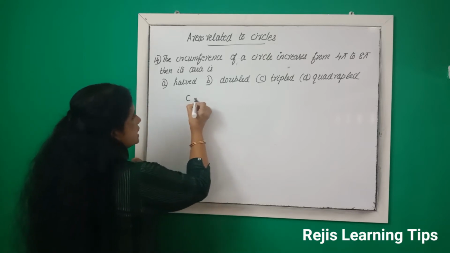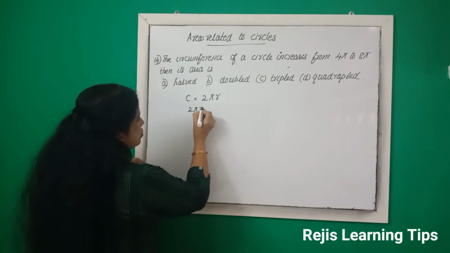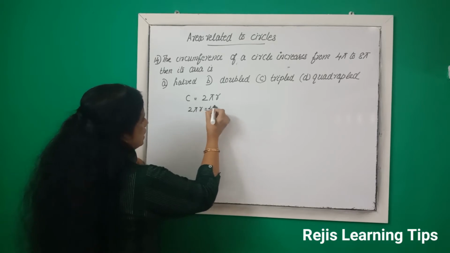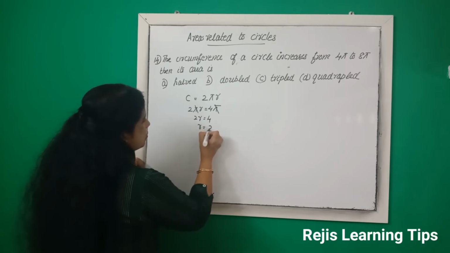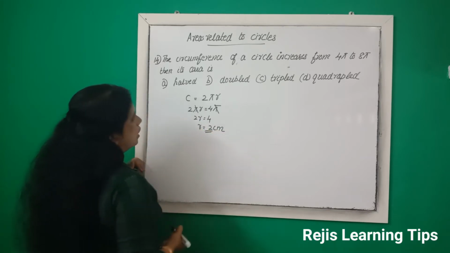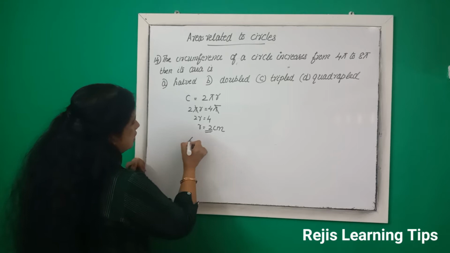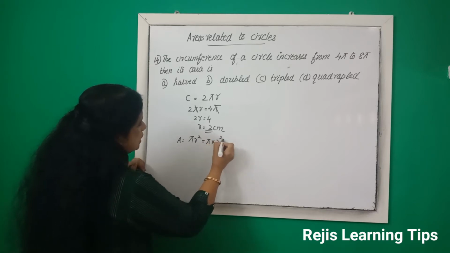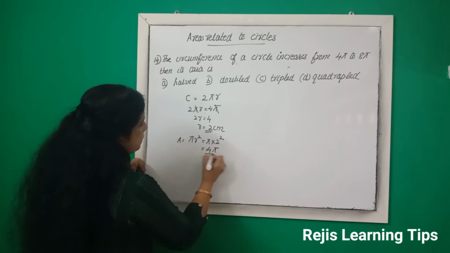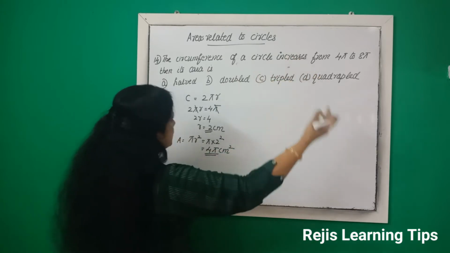Circumference of a circle C is equal to 2 pi r. Then 2 pi r is equal to 4 pi. We can cancel the pi and pi. Then 2r is equal to 4. Therefore r is equal to 4 by 2, that is 2 centimeter. Okay. Then we have to find the area. Area A is equal to pi r square, that is pi into 2 square, that is equal to 4 pi centimeter square.